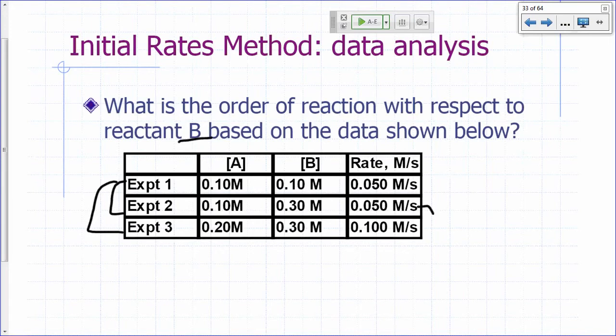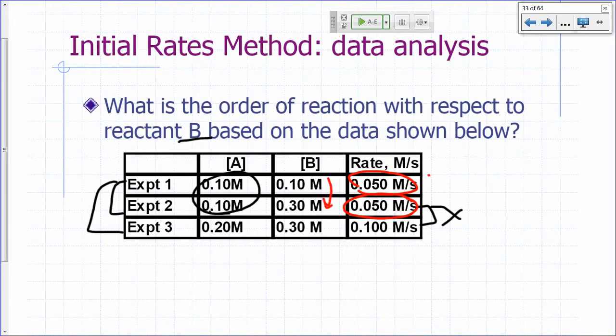Or is it 2 and 3? Obviously not 2 and 3, right? 1 and 2? Why 1 and 2? Because you want to maintain the concentration of A in both cases, right? So, can you figure out what the order is just by looking, without doing any calculation? What happened to the rate when I tripled my B without changing my A?